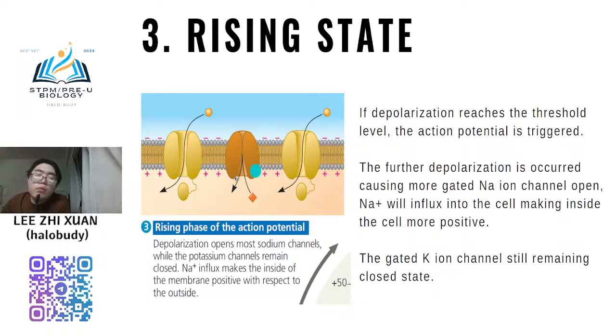So why is it positively charged? Because all of your sodium voltage-gated ion channels are open. All of them are open. So all the sodium ions outside the cell will influx into the axon. When they influx into the axon, the inside of the cell contains many sodium ions, so your cell will be positively charged.